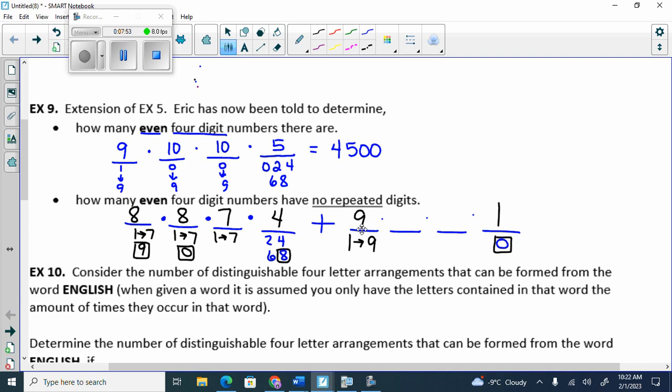Now say I hold the 9, now I have 1 to 8, and people will tell me, but I can bring back the 0. Can I actually bring back the 0? I already used it, right?